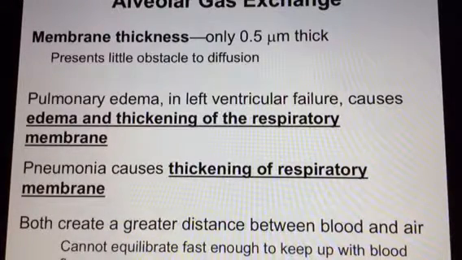The membrane thickness: we want a thin membrane, only 0.5 micrometers thick, because a thin membrane allows diffusion to occur. But sometimes there's thickening of that membrane. Examples are pulmonary edema or pneumonia. That thicker membrane makes a bigger distance between the blood and the air, and so again, we're just not being as efficient. It's still happening, but the red blood cell has to stay there longer. It's just not as efficient as if the membrane was thinner.